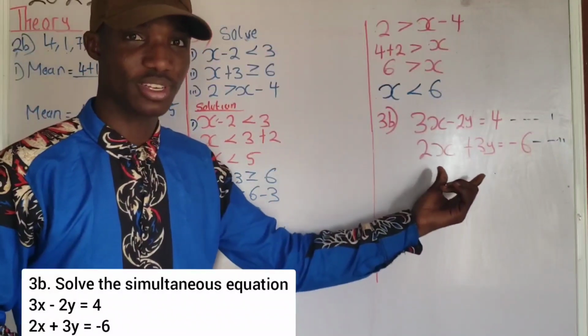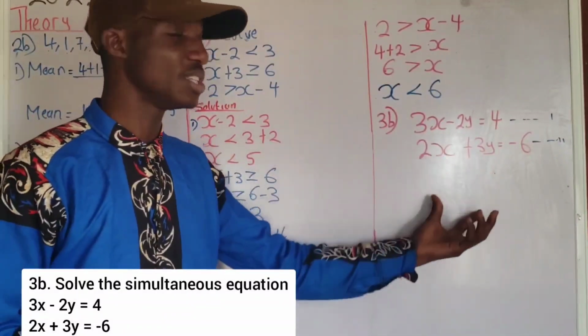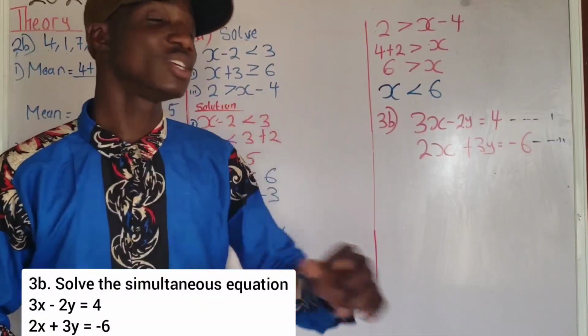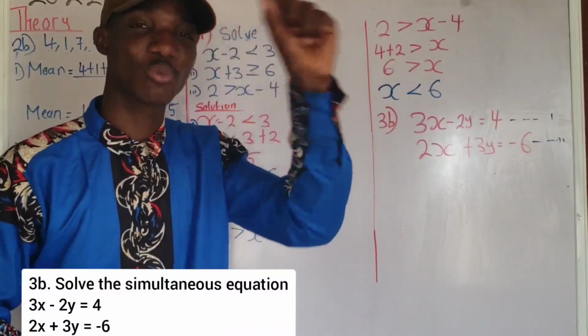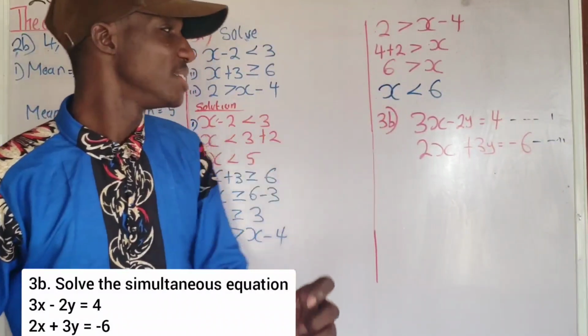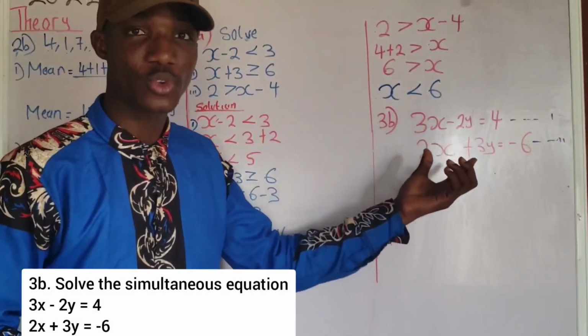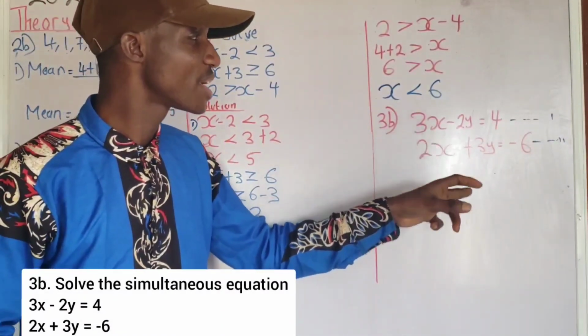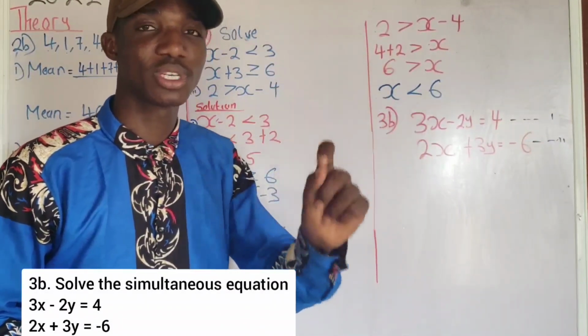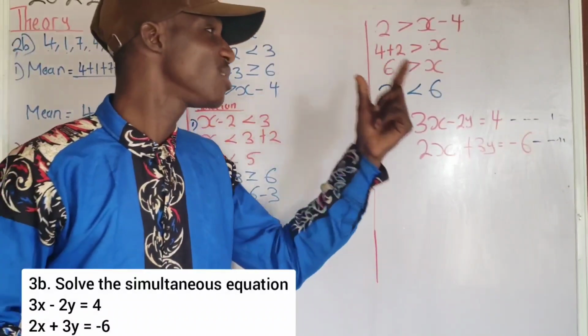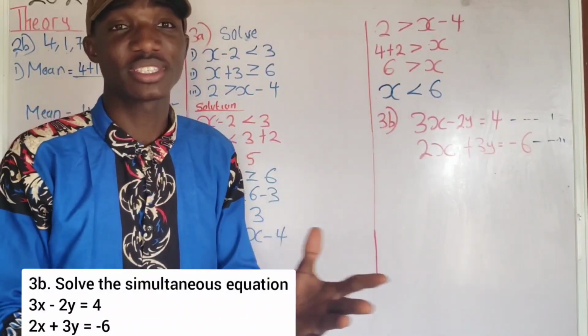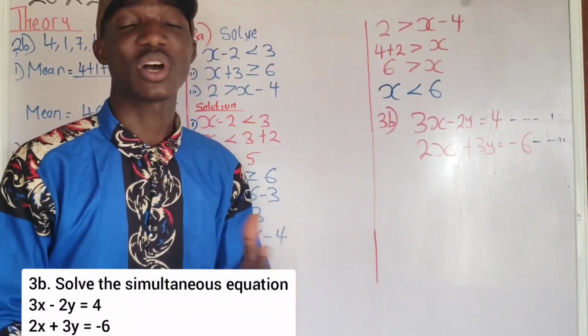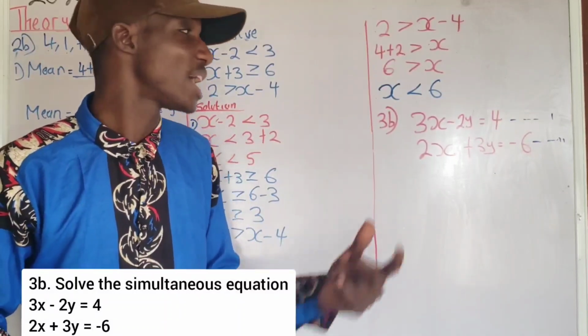We have two unknowns, x and y. The first step in solving this equation using the substitution method is to make one of the unknowns the subject of the formula. I'm going to make x the subject of the formula in equation 1. Since I chose equation 1, you can decide to choose equation 2. You are still going to arrive at the same answer.